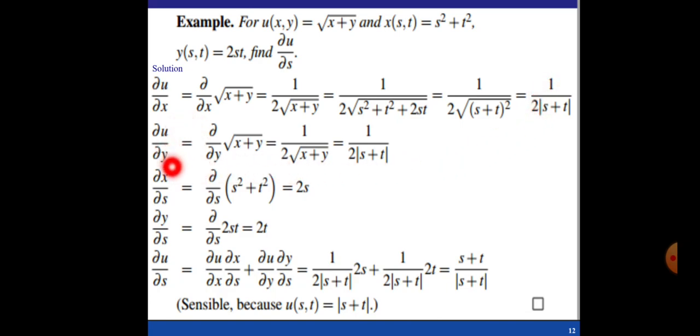And similarly here you can find the partial u, partial y. Partial u, partial y, so the derivative of the root, 1 over 2 the root times the derivative of what is inside the root with respect to y, which is 1. And similarly you can substitute x and y here, and this is your final answer. Partial x, partial s. So you have to consider s as a variable here and t as a number. So the result is 2s. Partial y, partial s, partial y with respect to s. So it is 2t. And now substitute in this rule and simplify to get your final answer.